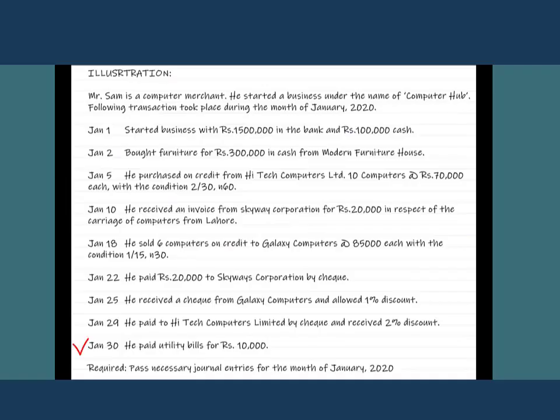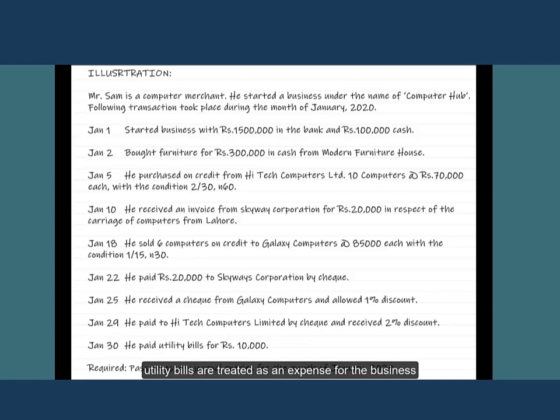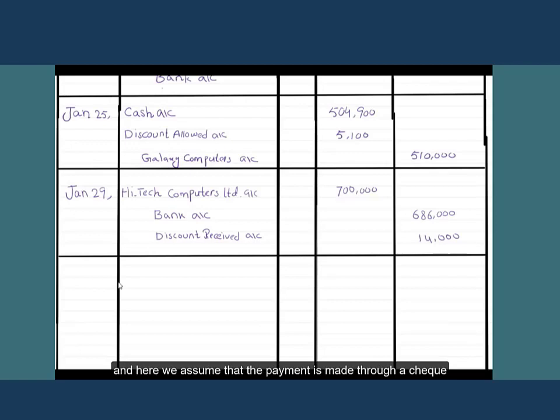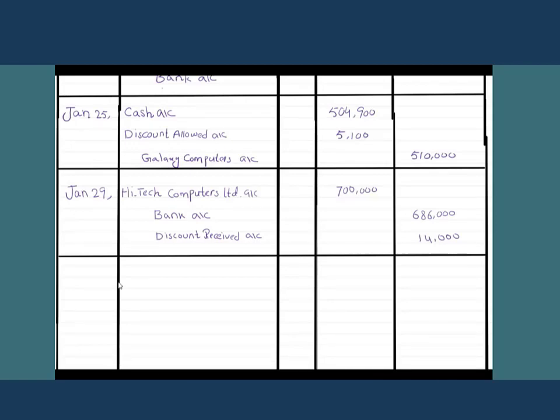On January 30, he paid utility bills for rupees 10,000. Utility bills are treated as an expense for the business, and here we assume that payment is made through check. So the journal entry for the given transaction would be January 30, utility expense account is debited by 10,000 and bank account is credited by 10,000.